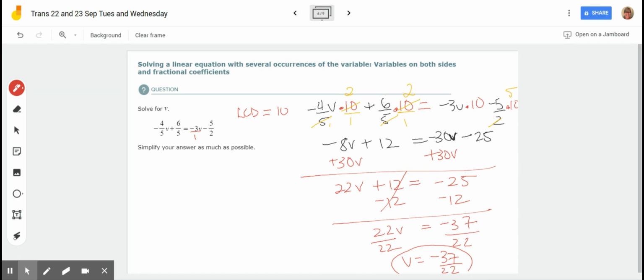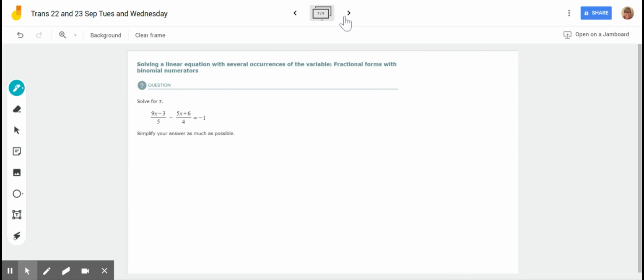No slanted fractions, please. Leave them like this, top and bottom. We are no longer doing this. This is no longer allowed in algebra. Okay? No, no, no. Don't do it. Okay, moving on. Here we go.